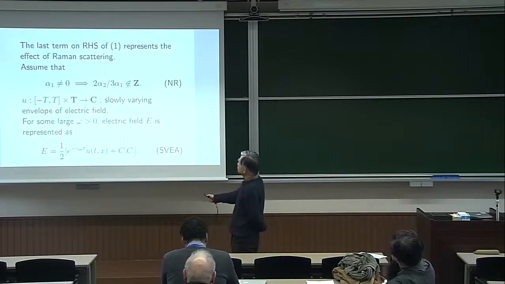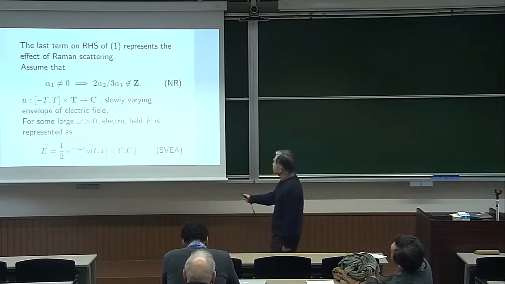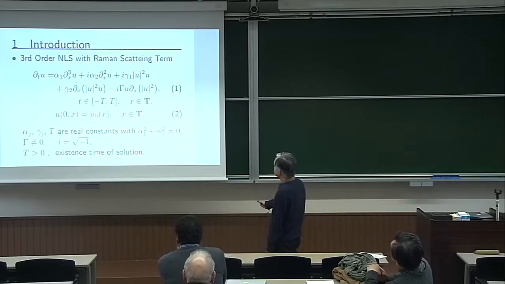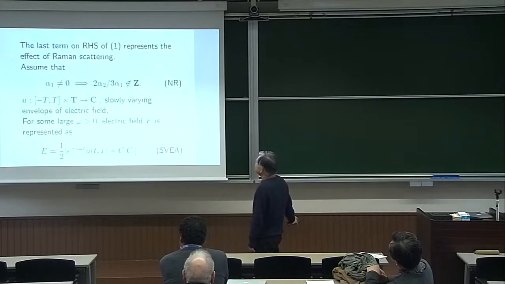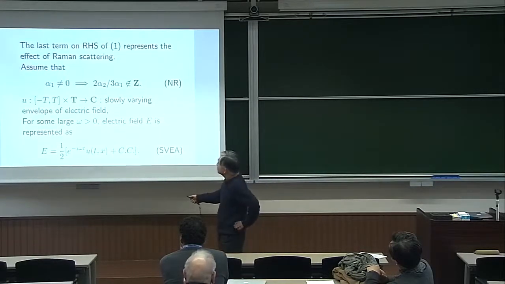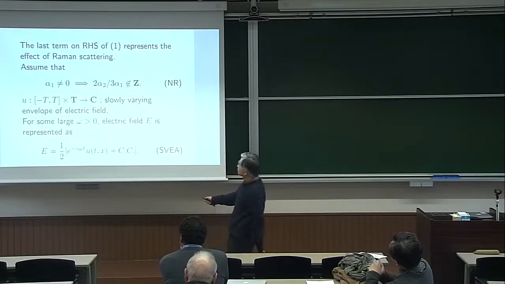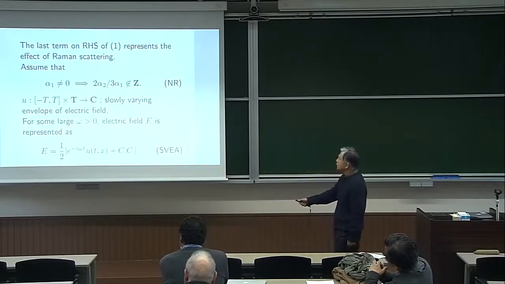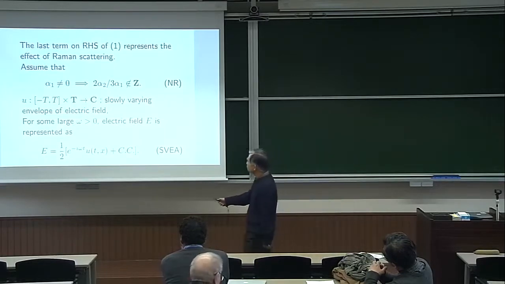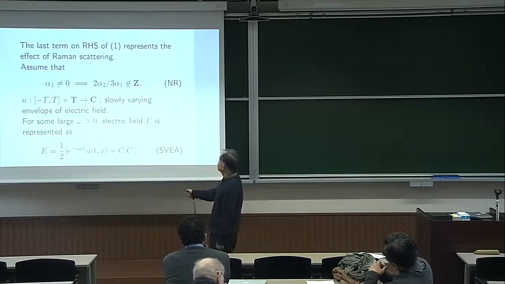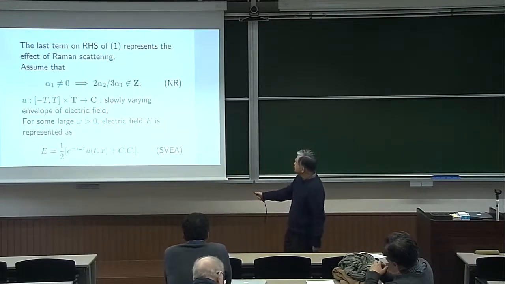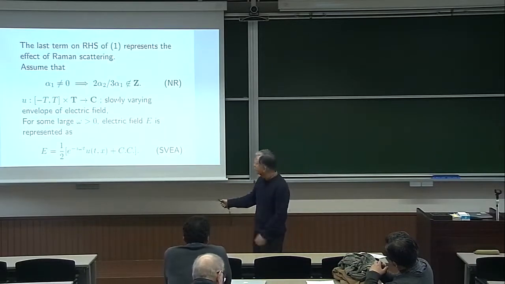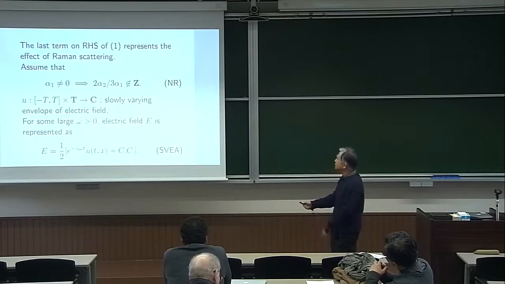As I already told you, the last term on the right-hand side of equation 1 represents the effect of Raman scattering. In my talk, we always assume that if alpha 1 is not equal to 0, then 2 times alpha 2 over 3 times alpha 1 is not an integer. So this is called a non-resonant condition. Later I will explain it in more detail.